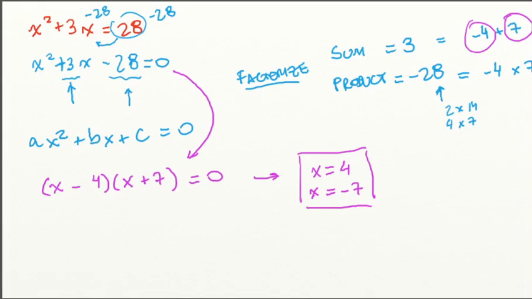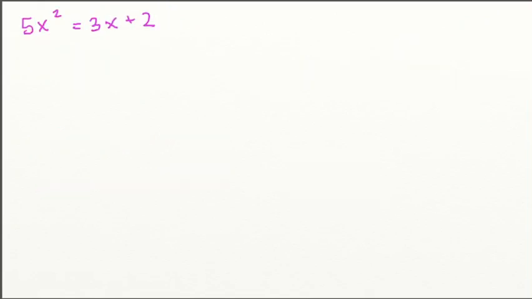Now let's try another example. So what about this case here? 5x squared is equal to 3x plus 2. So what should we do? Would you be able to solve that yourself? Well, first thing, we get everything to one side of the equation. So again, I'm getting everything to the left-hand side.